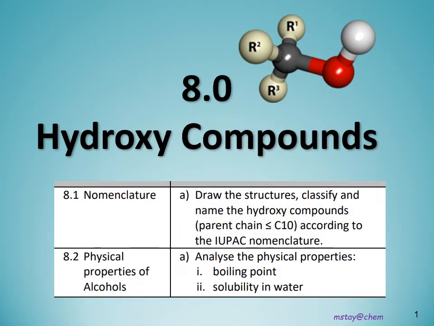We are going to start a new chapter again, hydroxy compound, in this video. As usual, first we have to focus on the nomenclature. We draw the structure and then classify the alcohol. For sure, we also need to name the alcohol as well. Then next, in this topic, we are going to discuss the physical properties of alcohol, like what we discussed in chapter alkane. So first, we will focus on the boiling point and then the solubility in water.